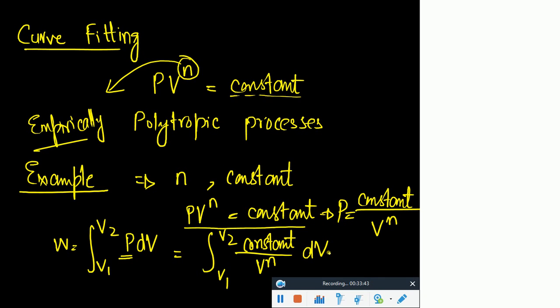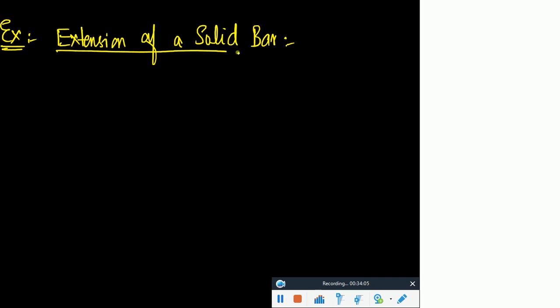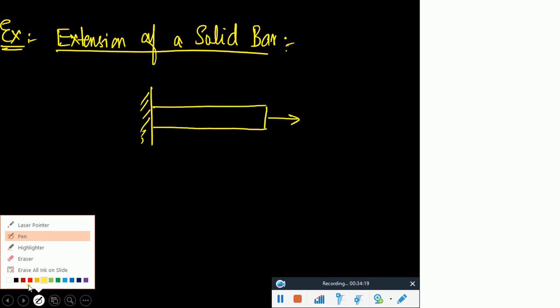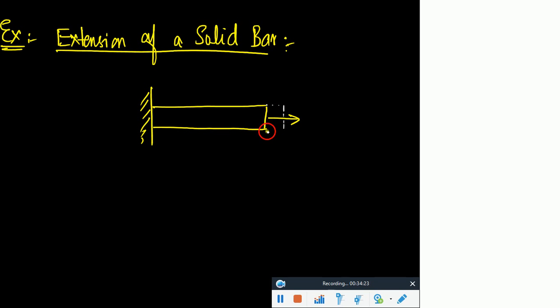Okay, let me give you some examples of other processes related to work. Another example is the extension of a solid bar. How do you do it? For example, if there is a bar just like this one, you apply some force, and as a result it covers some distance, and this is the new position. You know that all these bars can also be modeled like a spring, right? You apply some force, obviously there would be some kind of strain in it. And then you would say that this is the displacement which has been covered as a result of this force.